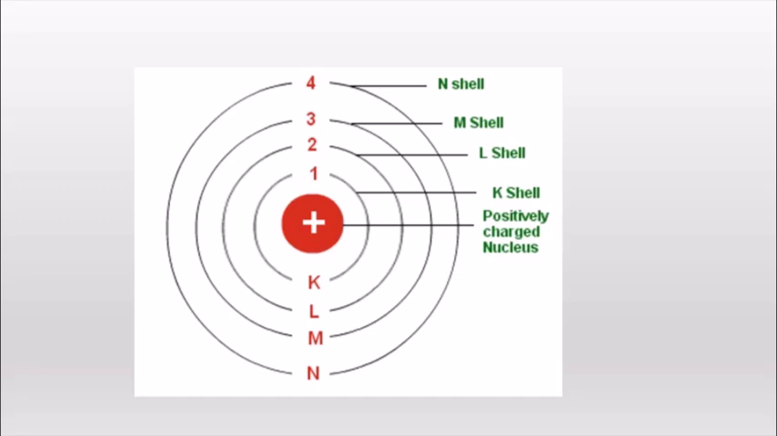We give a symbol, that is n, which is used as an ordinal number of the shell. So the shells are referred to by symbols like K, L, M, N. The first shell is called the K shell. The second shell is the L shell. The third shell is the M shell, and the fourth shell is the N shell. So we have four shells, that is K, L, M, N. And here we have the positively charged nucleus.